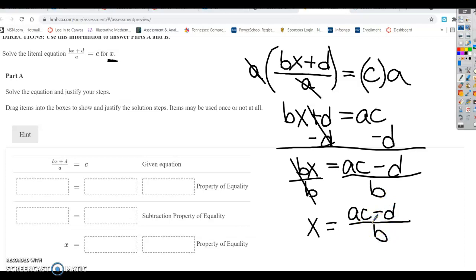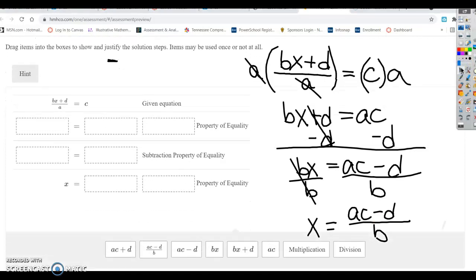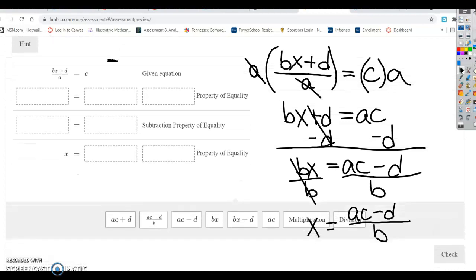Now let's see what they give us to work with. They give us the original equation, which is given. So what do we need after that? You can see the next thing they do is use the multiplication property because we have to multiply both sides by a. When we do that, we get bx plus d equals, and over here we had ac. Oh, they put them in alphabetical order as well.